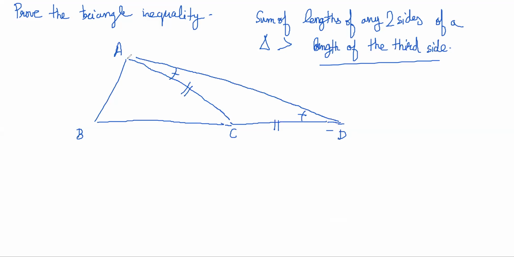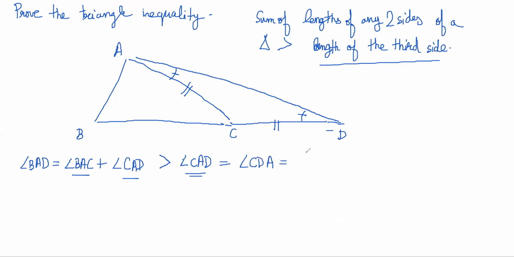Now in triangle BAD, we have angle BAD. Angle BAD is equal to angle BAC plus angle CAD, which is greater than angle CAD, since two angles is greater than one angle. Which is equal to angle CDA, which is equal to angle BDA, right? So what we have gotten is angle BAD is greater than angle BDA, right?